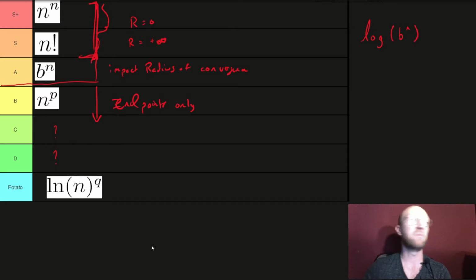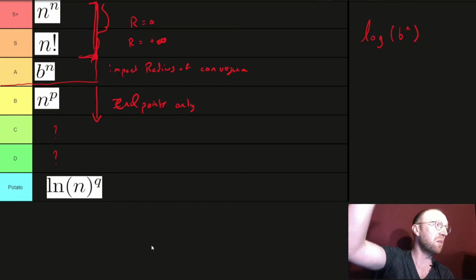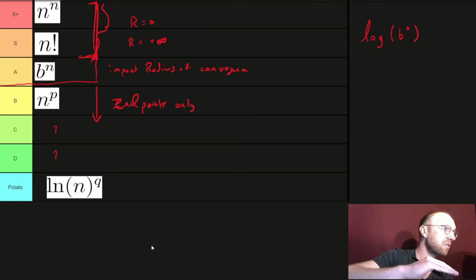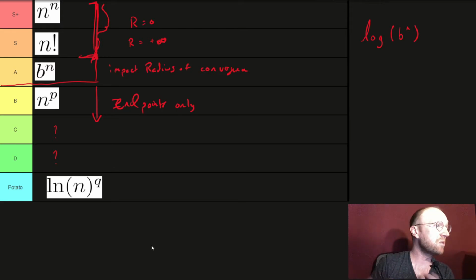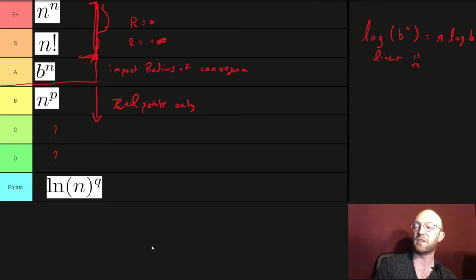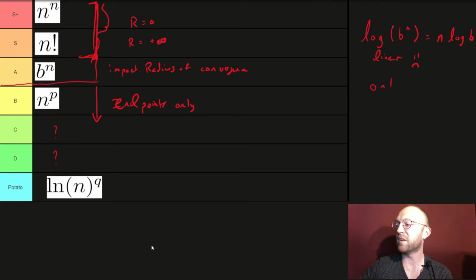What's like log of b to the n? b to the n is a tier above our polynomial. Log is below tier. Maybe if I compose them, I'll get something. Well, no, actually, you don't. You just get n log b, which is linear. So it's pretty sad. But I guess linear beats, so only better, right?